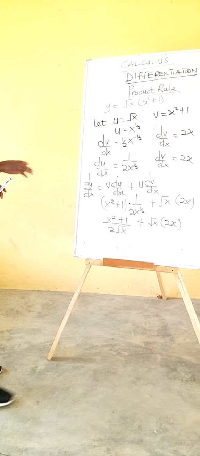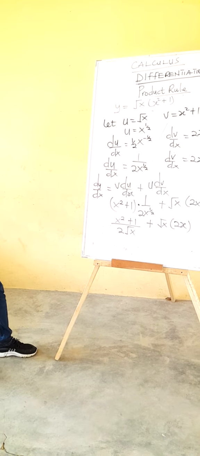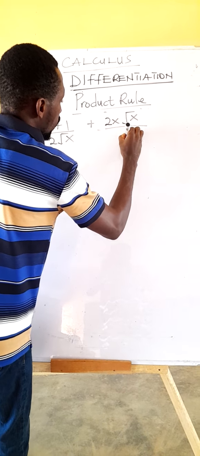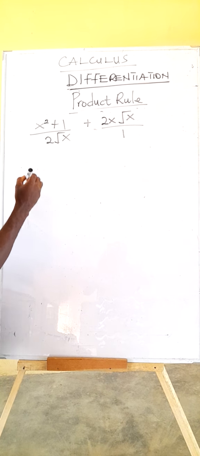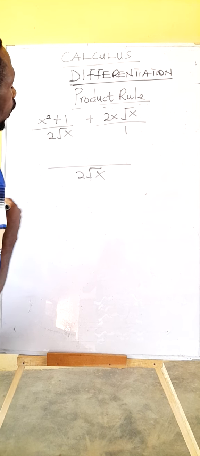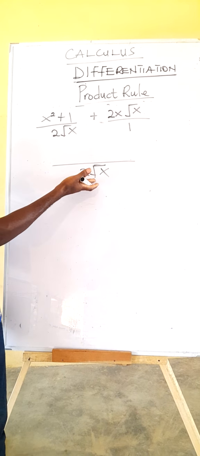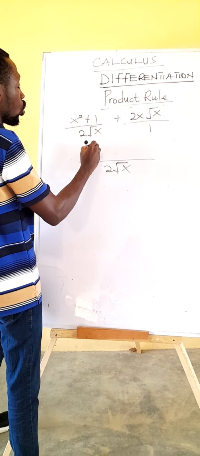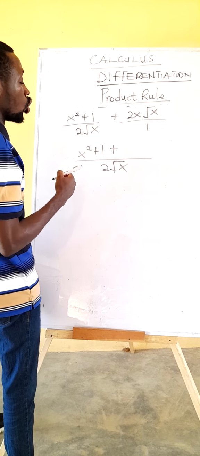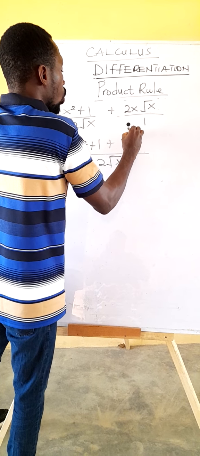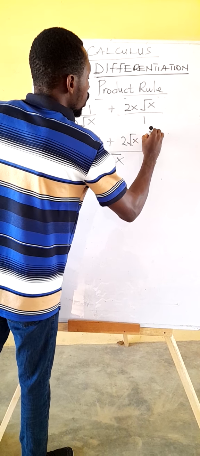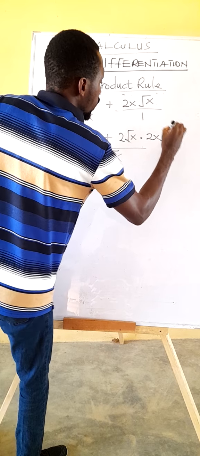Let me wrap a part of our board so that we continue from there. So remember our last step was this. And this will be the denominator is 1. So we find the LCM of this. The LCM is 2 root of x. So with this, divide that, it will be 1. 1 times this will be x squared plus 1. Then if this divide this, the answer will be 2 root x. So 2 root x times 2x root x.